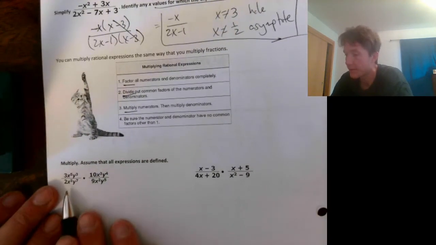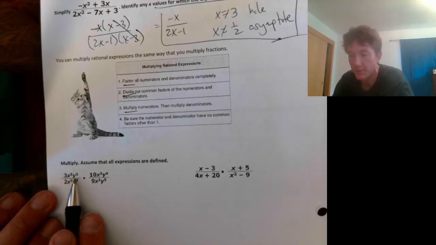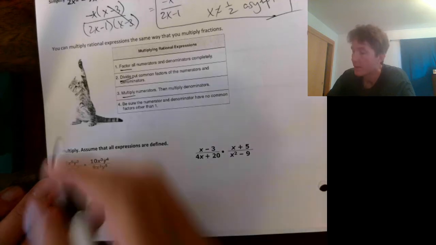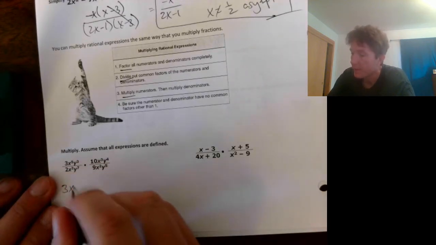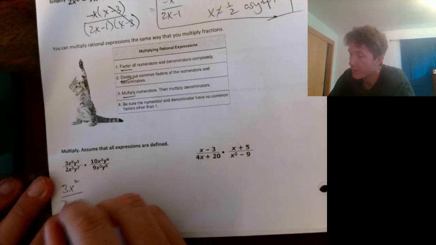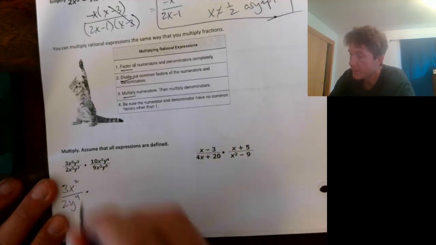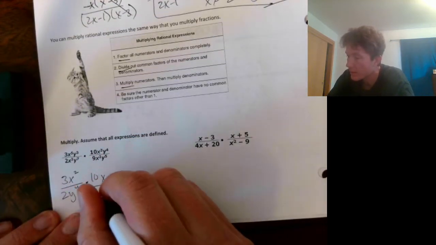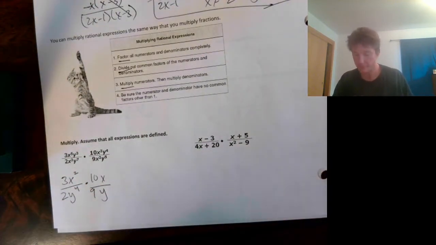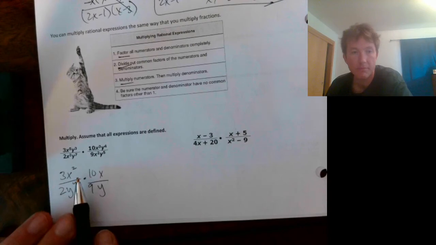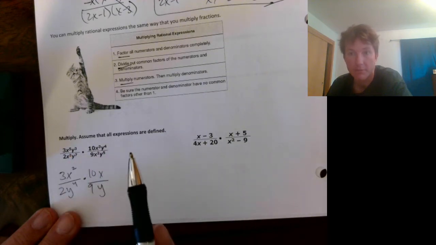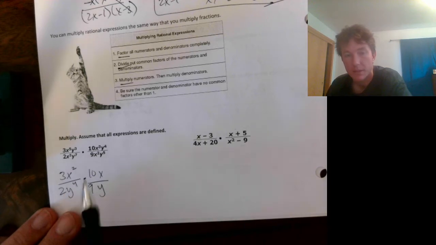Alright, so first one, I'm going to factor the top and the bottom. I have 3x to the 5th times y to the 3rd over 2x to the 3rd times y to the 7th. This will factor into 3x squared over 2y to the 4th times 10x over 9y. Okay, this is using the division property of exponents. x to the 5th over x to the 3rd would be like x to the 5 minus 3, which is 2. So that's what I'm doing.